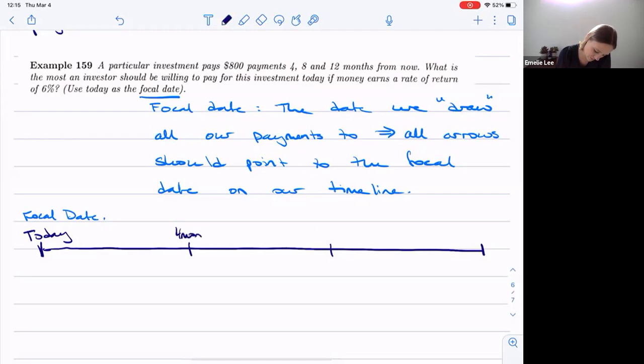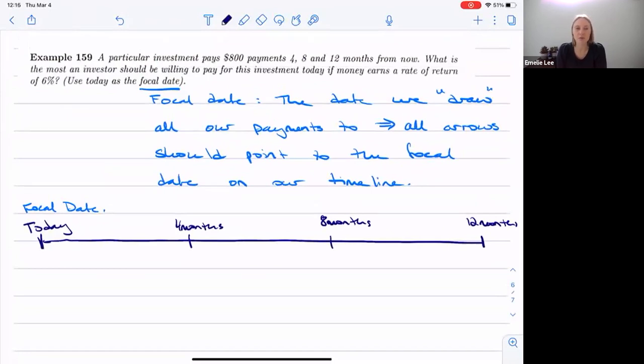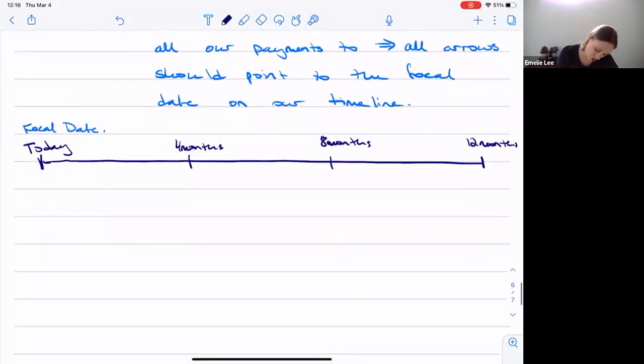So I have 4 months from today, and then I have 8 months from today and 12 months. If you're given months, I don't want you to worry about finding the days between dates. You can just use the months. Okay, then remember, I want to put the dollar amount underneath. So underneath 4, 8, and 12, I'm going to put 800 each.